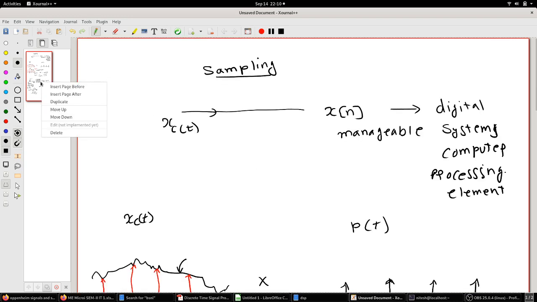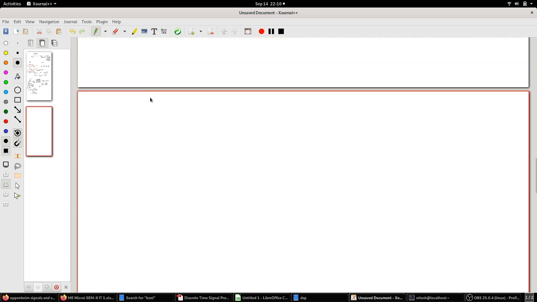Let's insert a page here. So think about this, where you have something called as, okay, so think about let's say this is your x of t. Okay, this is your xc of t.